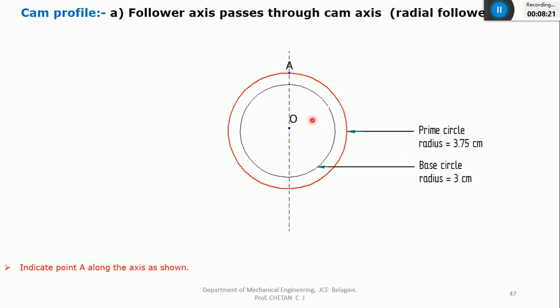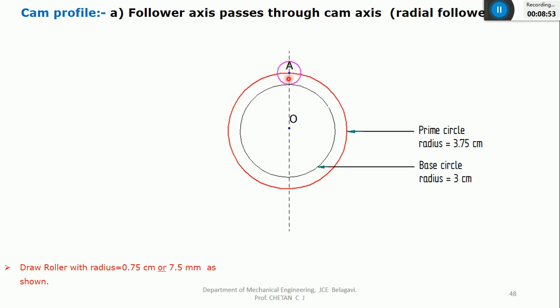And after that, as you can see, this vertical axis will intersect this prime circle at this point. I'll name this point as capital A. And after that, I'll draw the roller. I have to indicate the roller follower. First, I'll indicate the roller with a radius of 0.75 centimeter, which is given in the problem. The diameter is given, that is 1.5. I want the radius, it will become 0.75.